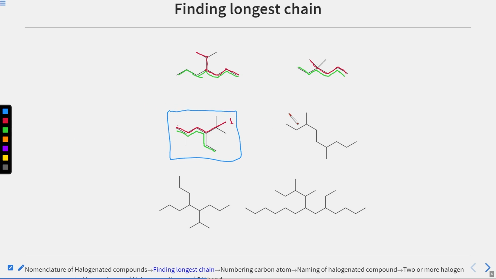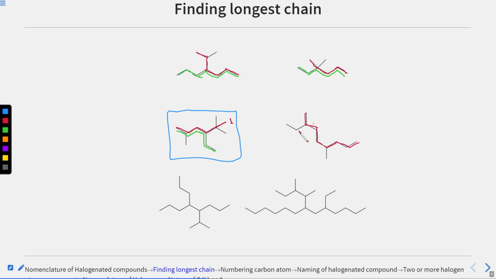Moving to the next one, what do we have? We can start from here. 1, 2, 3, 4, 5, 6, 7, 8. 8 carbons are there in this chain. We can try another one. 1, 2, 3, 4, 5, 6. Okay, so this is smaller than the previous one. We will not consider this.